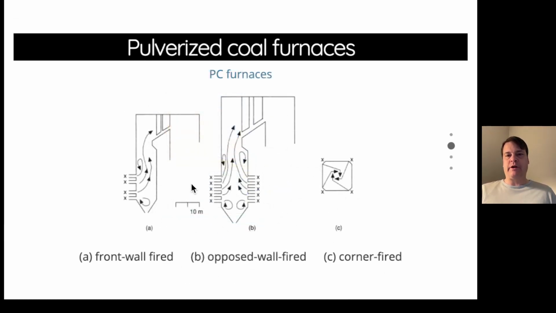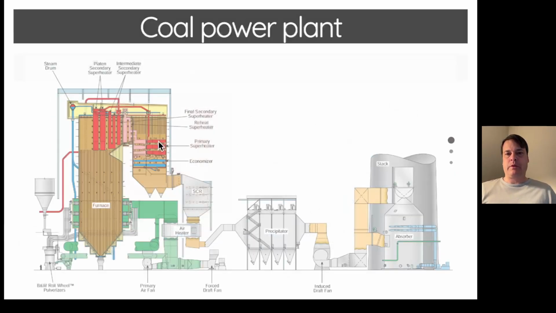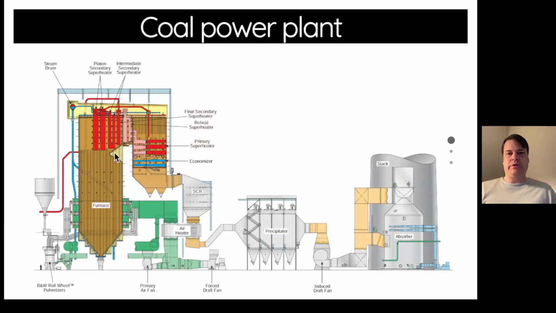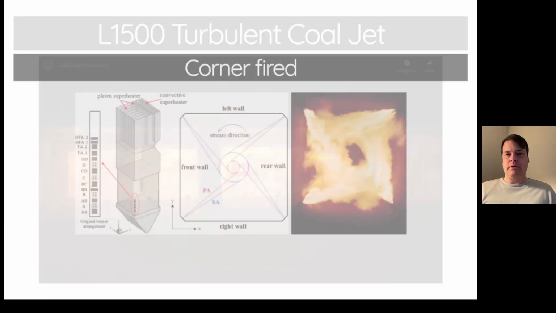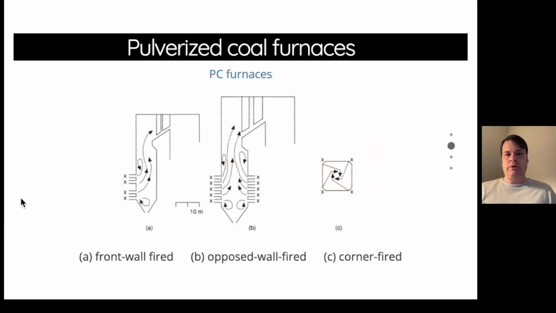We talked about wall-fired units. These are so-called PC furnaces, pulverized coal furnaces, and there are different kinds. This would be an opposed wall-fired unit, where you have burners on both sides. This part of the unit is called the nose. There's always this nose here that helps direct the flow. It also protects these superheaters from some of the radiation. Kind of fun.